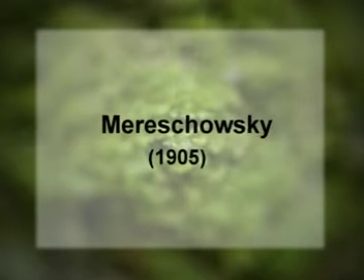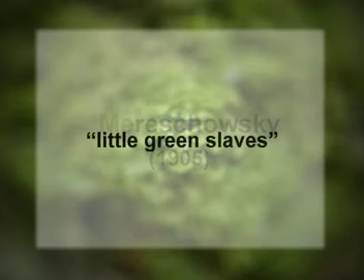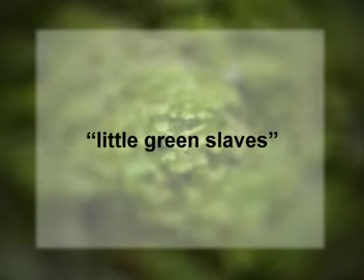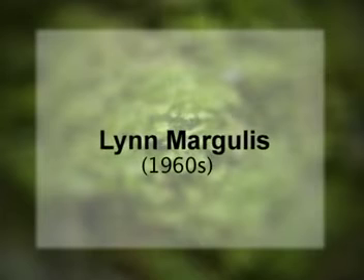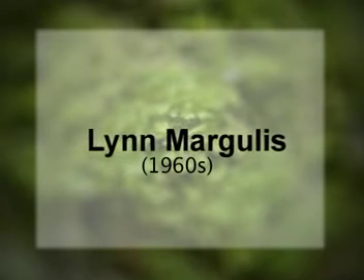Mereschkowski in 1905 termed the plastids as little green slaves working for their host cells to produce food from sunshine. Lynn Margulis in the late 1960s proposed endosymbiote theory, which emphasizes that symbiosis was a major force in the evolution of cells.